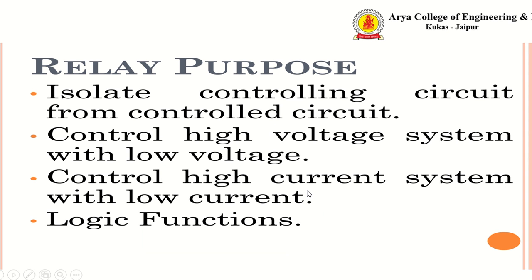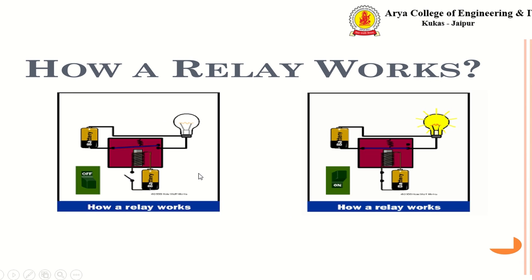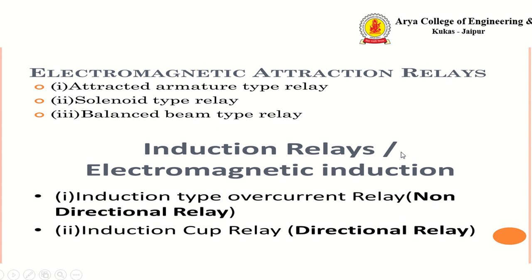The relay's purposes are to isolate the controlling circuit from the controlled circuit, to control a high voltage system with low voltage, to control a high current system with low current, and logic functions. This is the basic diagram of how it works. When the armature is attracted towards the coil, which has magnetic properties, when the battery circuit is connected, during a fault condition our bulb will turn on.